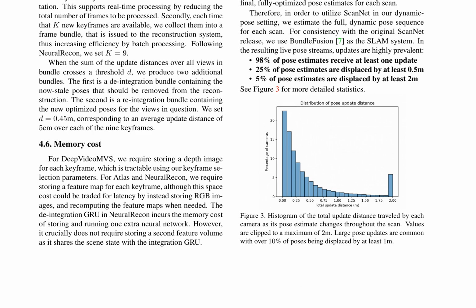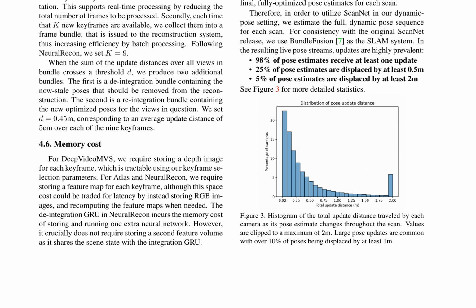The authors evaluate their method against state-of-the-art methods, Atlas and Neural Recon, using reconstruction metrics defined in Murez et al. Results show that their method outperforms the baselines in terms of accuracy, completeness, and FS-score, while maintaining low latency. The memory cost of the method is also discussed, requiring storage of a depth image or feature map for each keyframe, which is tractable using the keyframe selection parameters.